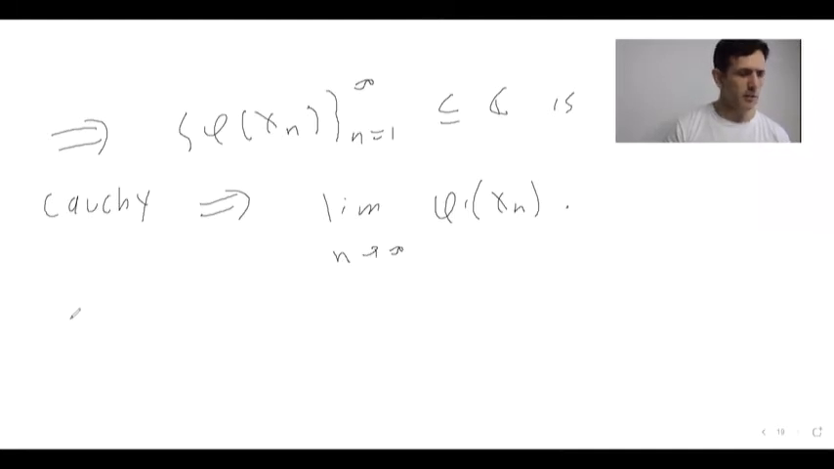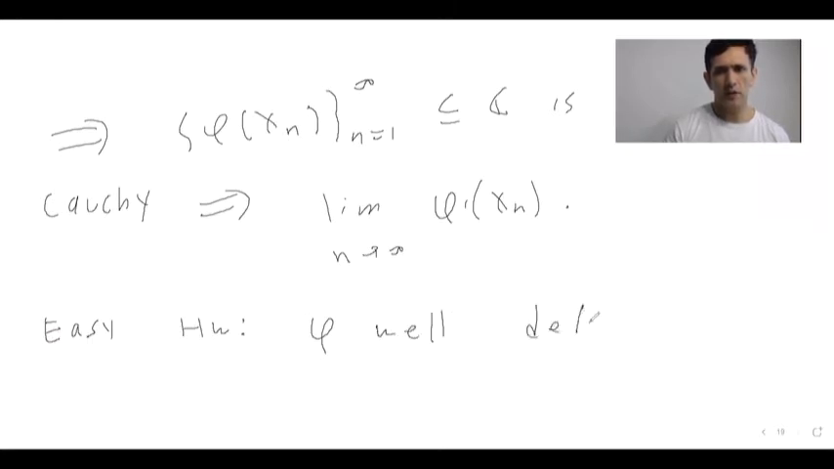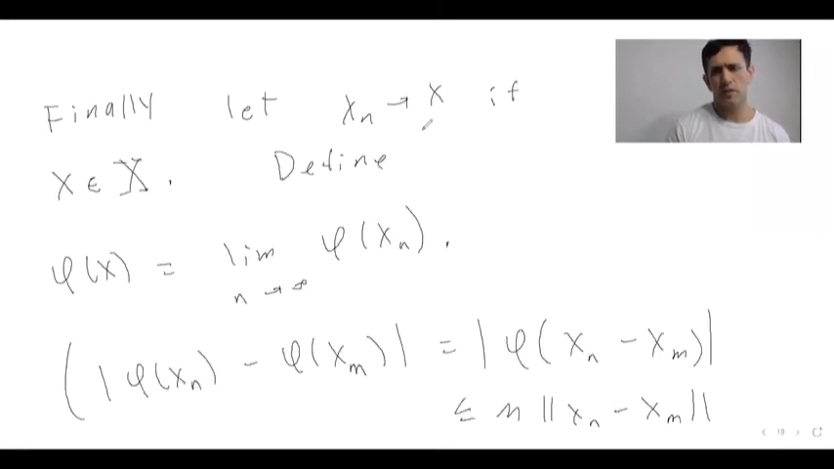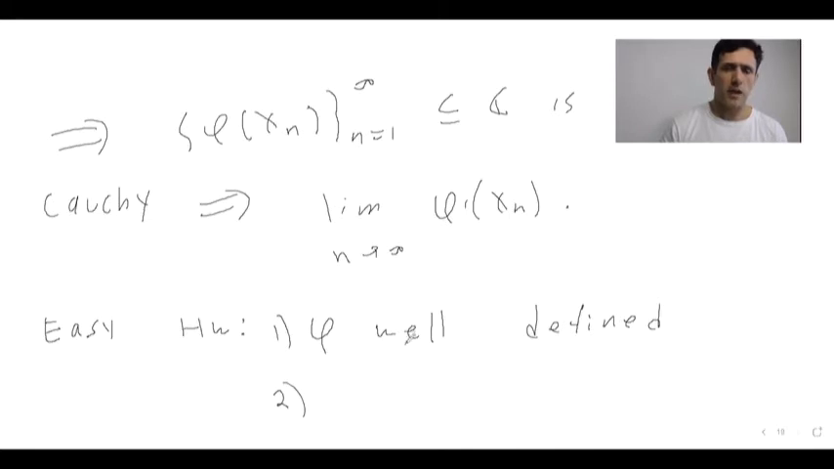You can check very easily that phi is well defined. We've done this before. It's a very easy homework. It doesn't matter what sequence x_n I pick converging to x. It has to be part of that dense subset, but I can pick multiple sequences from that dense subset converging to x, and I'll get the same answer. So this is well defined. It's almost by definition and linearity on the span of this dense subset that phi is linear.